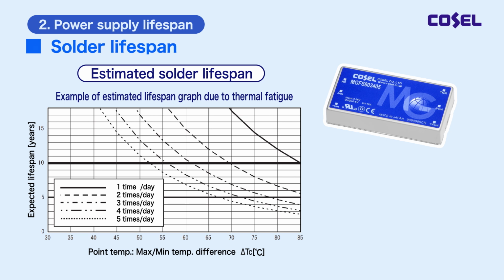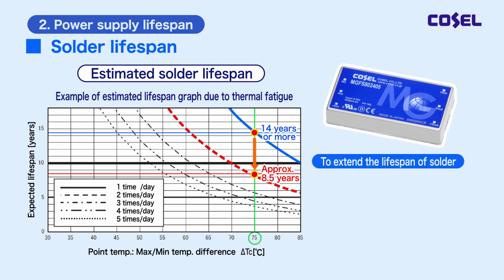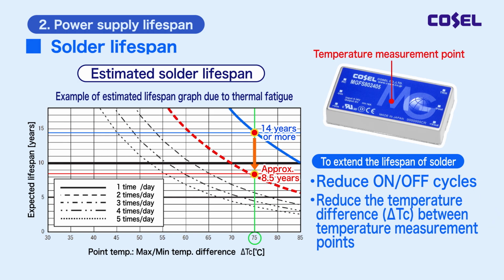For example, according to the estimated lifespan graph of the MG series, due to thermal fatigue, if the number of on-off cycles per day is 1 and the point temperature difference is 75 degrees Celsius, the estimated lifespan is at least 14 years. But if the number of on-off cycles per day increases to 2, the estimated lifespan decreases to approximately 8.5 years. To extend solder lifespan, the number of on-off cycles should be reduced, or the temperature difference between temperature measurement points should be decreased.